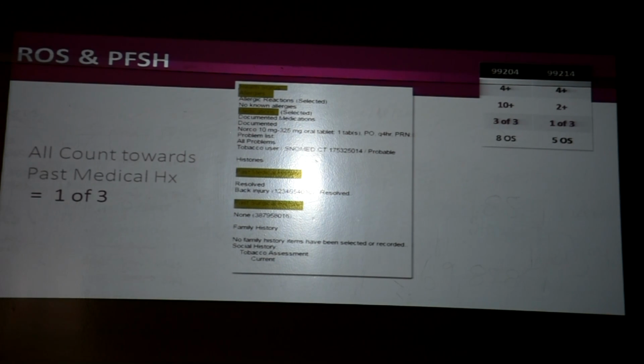That's a great point. So as far as your HPI, that has to be done by the provider. Your physical exam has to be done by the provider. Review of systems and past family social history can be done by the MA or the patient themselves. But if that's the case, you need to then review that information and agree with it.